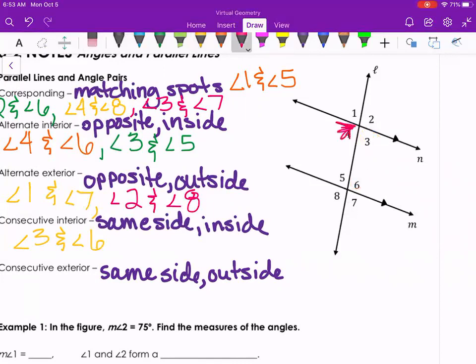If I was to start with angle 4, I would have to use angle 5. They're both on the left side, and they are both inside the parallel lines.